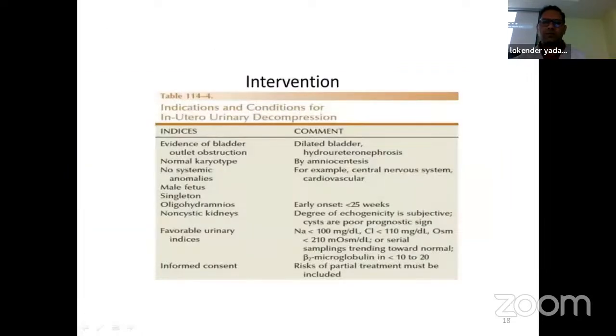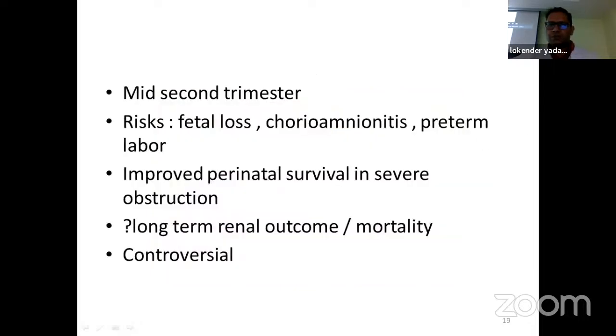The indication for in utero urinary decompression is any evidence of bladder outlet obstruction, as seen on USG suggestive of a dilated bladder with hydronephrosis. There should be a normal karyotype, no systemic anomalies of other systems, a male fetus, singleton, and early onset oligohydramnios, that is, less than 25 weeks, non-cystic kidneys and favorable urinary indices, and there should be informed consent about the risk of partial treatment and the complications of the procedure.